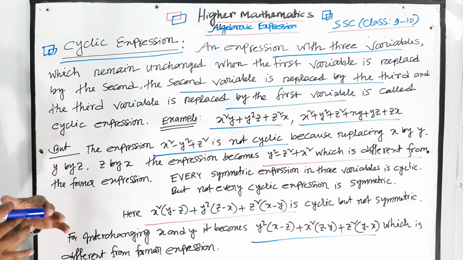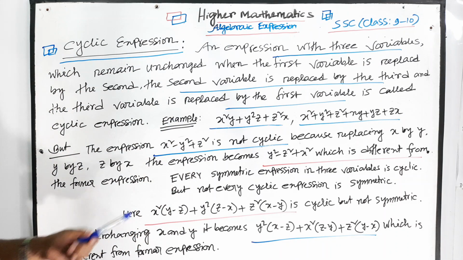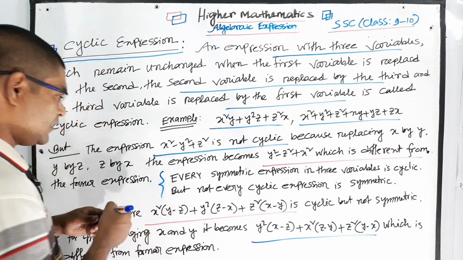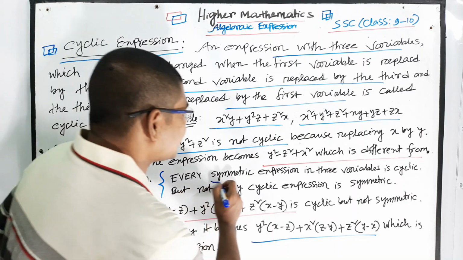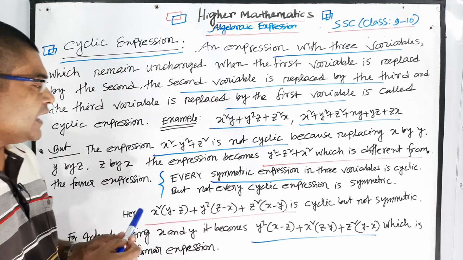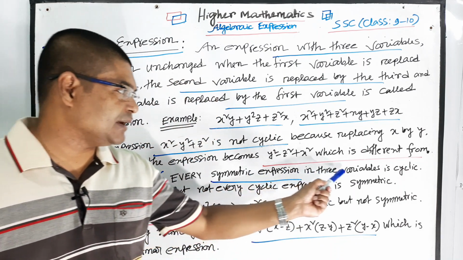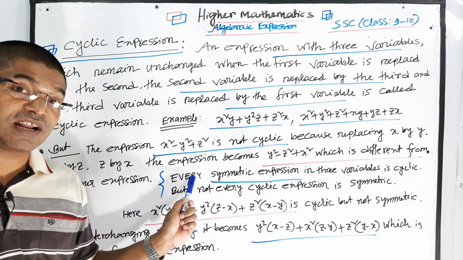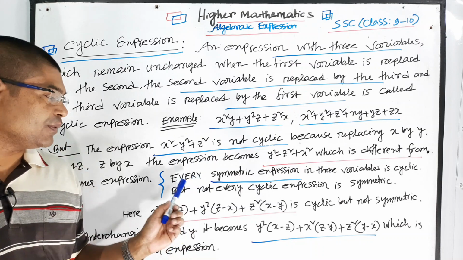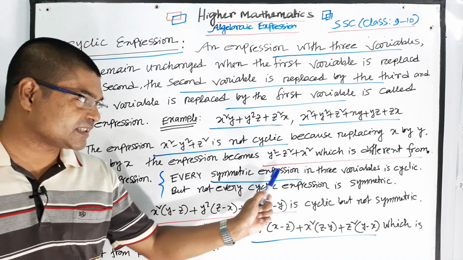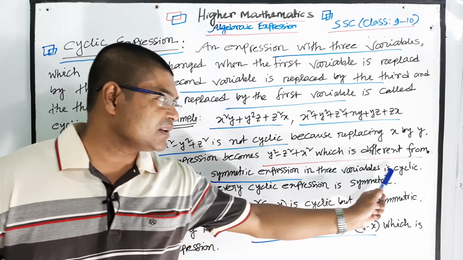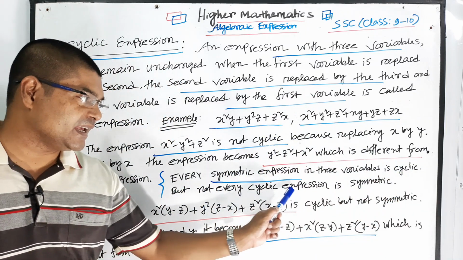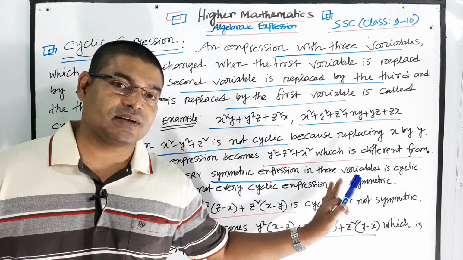So another condition here: every symmetric expression in 3 variables is cyclic. It's an important question for MCQ. Every symmetric expression in 3 variables is cyclic, but not every cyclic expression is symmetric.